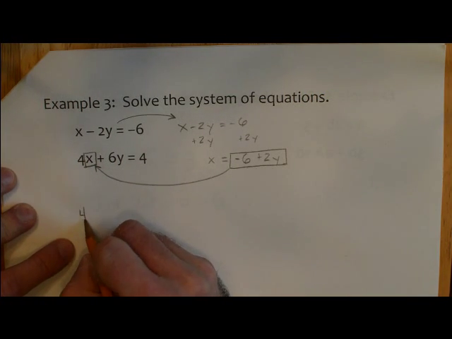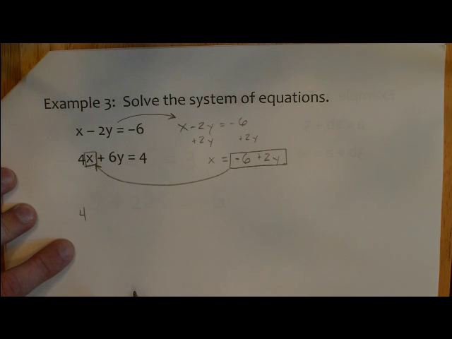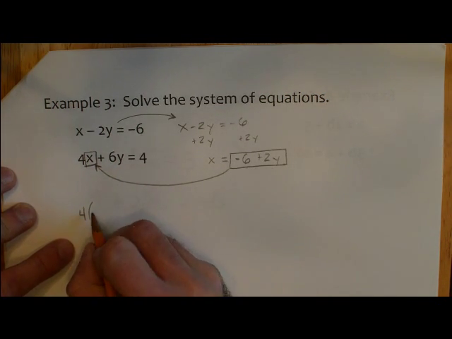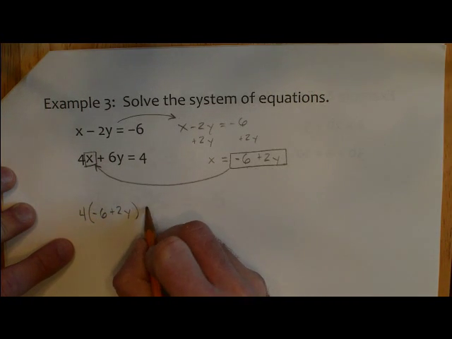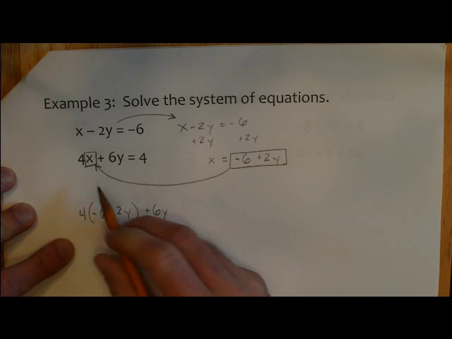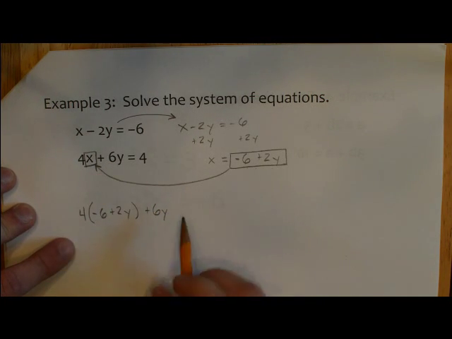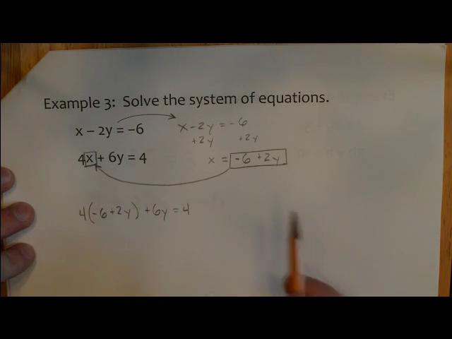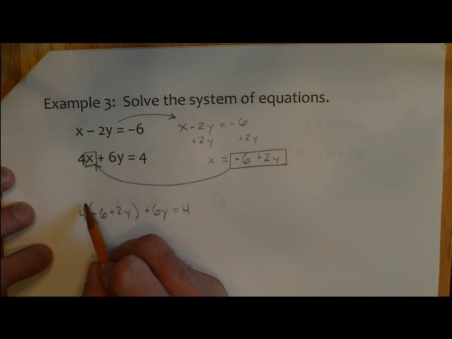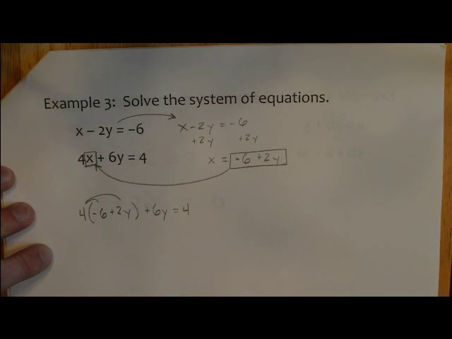So I'm going to write it exactly as this equation, exactly as it is, with one change. I'm going to take out the x. I'm going to replace it with negative 6 plus 2y. Everything else will be brought down. Bring down the 4, bring down the plus 6y, the equals 4. We just replace the x with this expression, which we know to be equal. Now it's just a matter of solving for the only variable that's there, which is y.